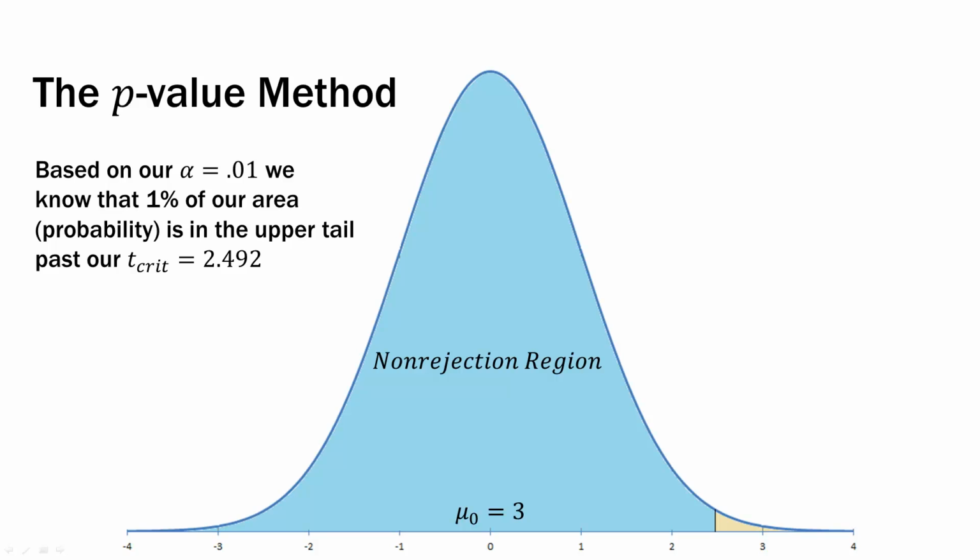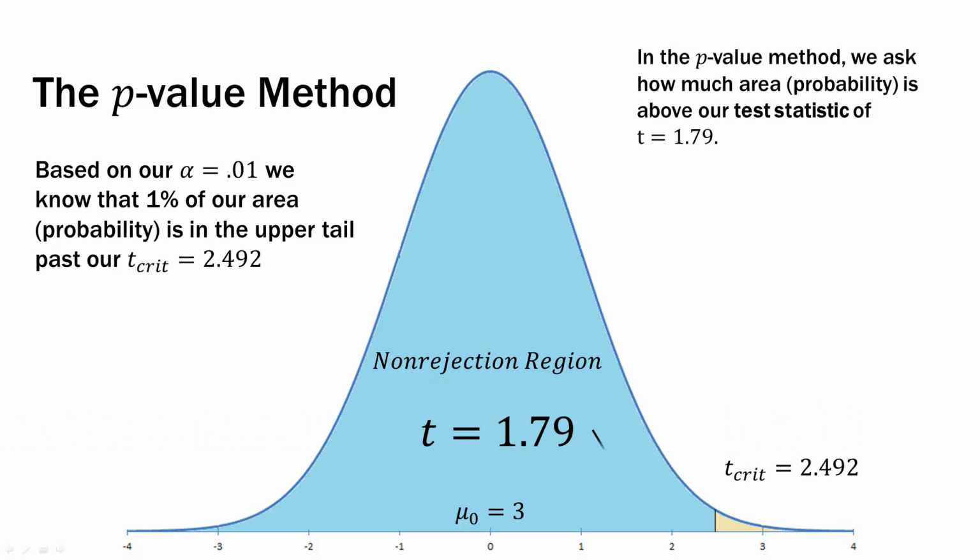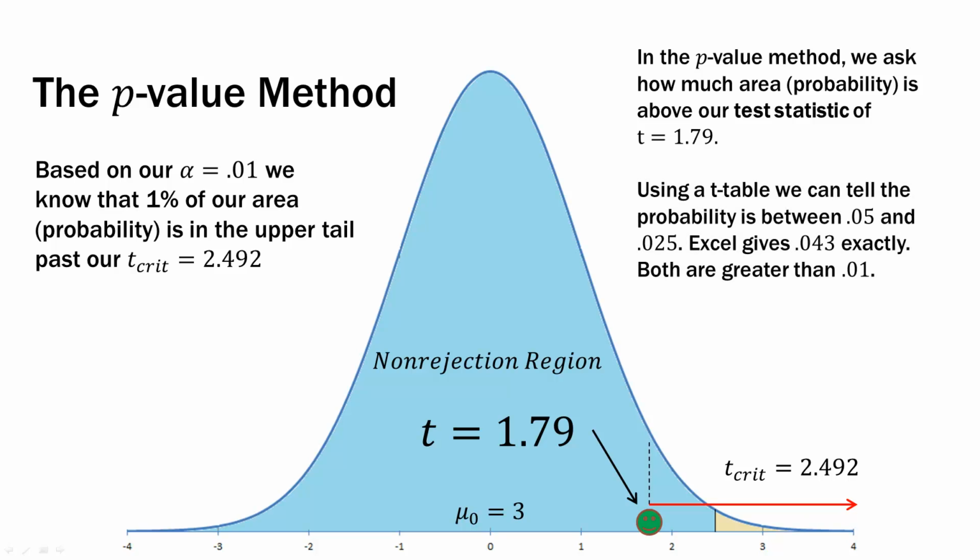So based on our alpha of 0.01, we know that 1% of our area is in the upper tail. That's the 1% past our t critical of 2.492, right there. Now in the p-value method, we ask how much area or probability is above our test statistic. So we're interested in how much area is to the right of our test statistic. Now using a t-table, we can tell that the probability is between 0.05 and 0.025. So we kind of eyeball it between two knowns.